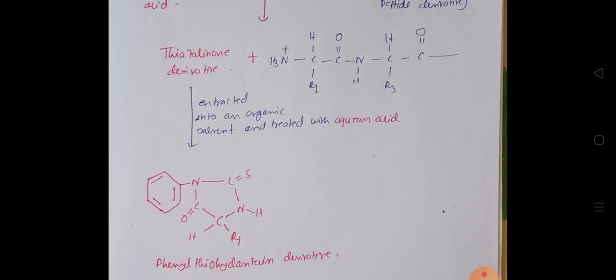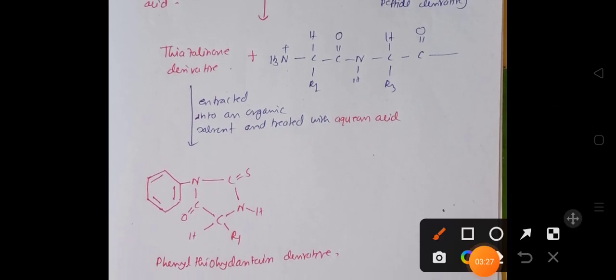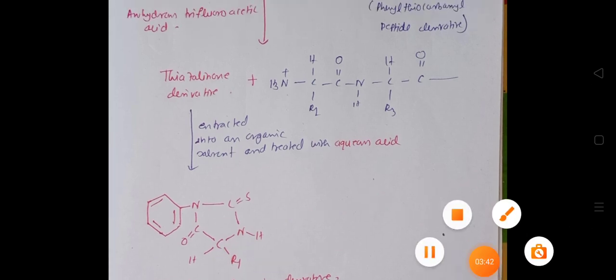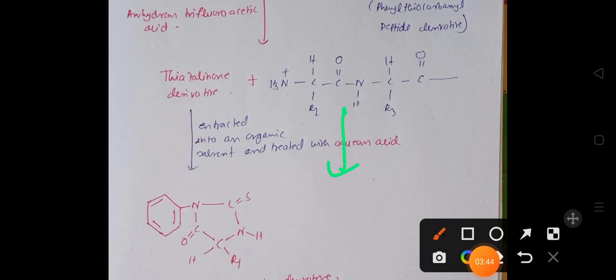By further analysis of this phenyl thiohydantoin derivative, we can find out which kind of amino acid it is, because as you can see, the R group is still there, and by determining this R group, we can find out which kind of amino acid it is. Then we will do the same thing with the rest of the peptide sequence and find out which amino acid it is. Then we will repeat in the case of R3 also, and that is how we can find out the entire amino acid sequence of a peptide.